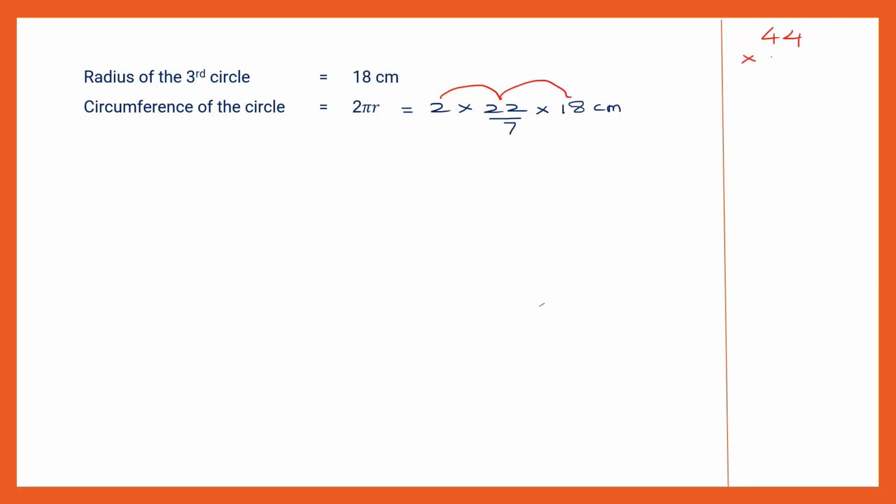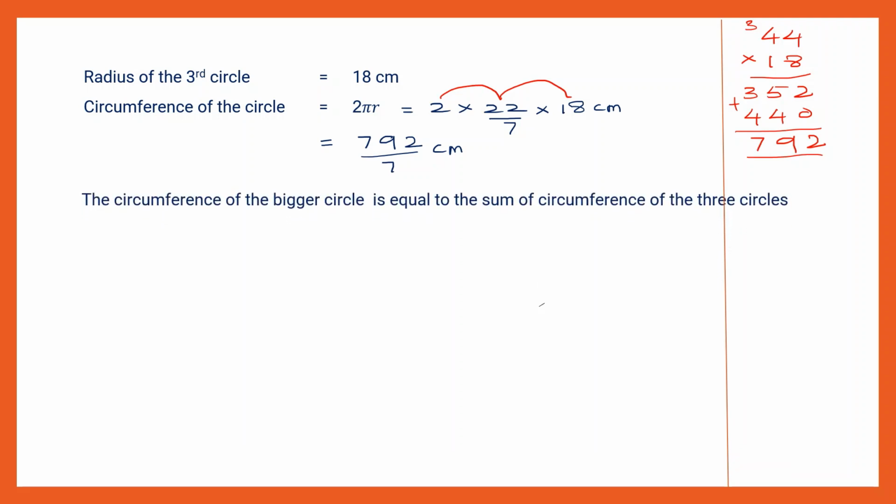44 into 18. 8 fours are 32. Carry 3. 8 fours are 32 plus 3 is 35. 1 fours are 4. 1 fours are 4. Plus 2. 5 plus 4 is 9. And 3 plus 4 is 7. So we've got 792. So the circumference of this circle is 792 by 7 centimeters.